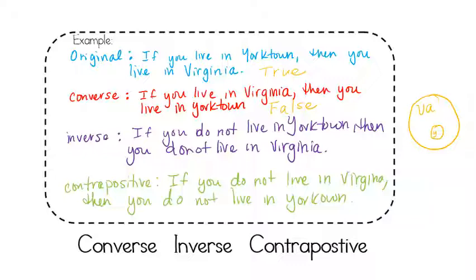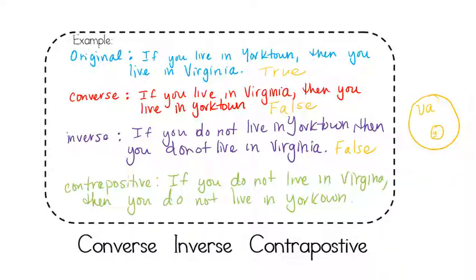Inverse. If you do not live in Yorktown, then you do not live in Virginia. So here's people who live in Yorktown, but again, I could live in Richmond. Okay, I don't live in Yorktown, but I still live in Virginia, so that's a counterexample. So that's also false. As long as you can find a counterexample, then your statement is false.